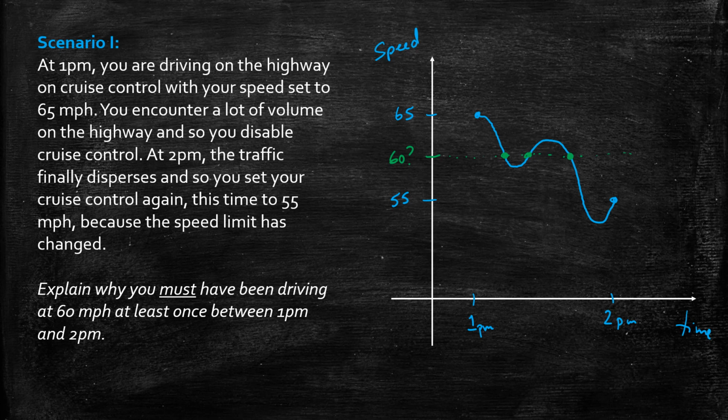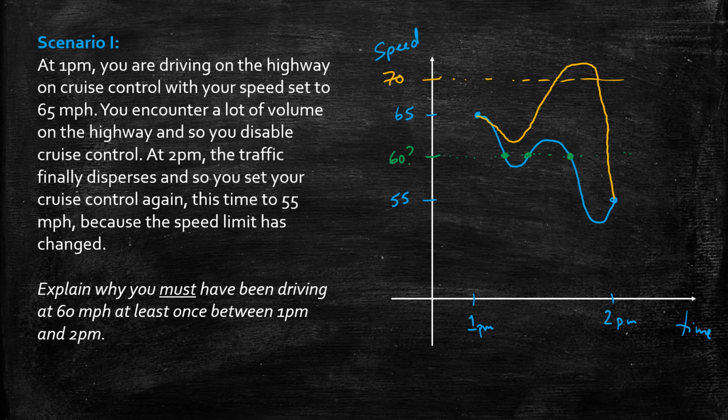Notice what it does not say. What it cannot guarantee is that you were ever traveling at 70 miles an hour. So let's put 70 up here. You could have slowed down and you could have then sped up and then slowed down to 55 miles an hour. You could have passed 70 miles an hour, but there's no guarantee.